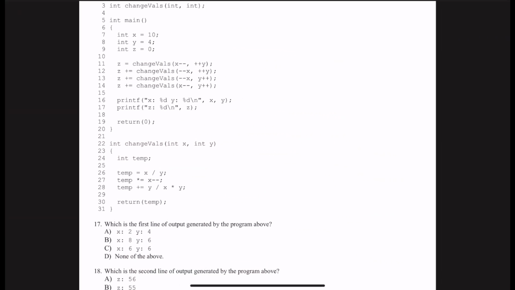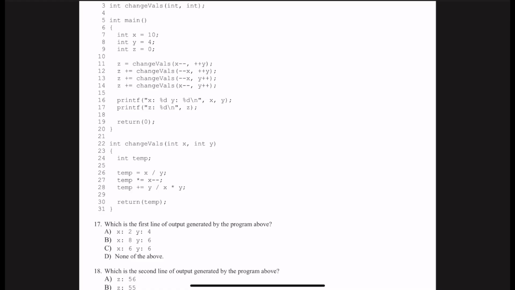Question 17, what is the first line output generated by the program above? So we're looking for X and Y. So we have a lot of these increments and decrements. We have to be careful about what is postfix, what is prefix. So we have three int variables. And then we're going to do z equals change values, x minus minus plus plus y.